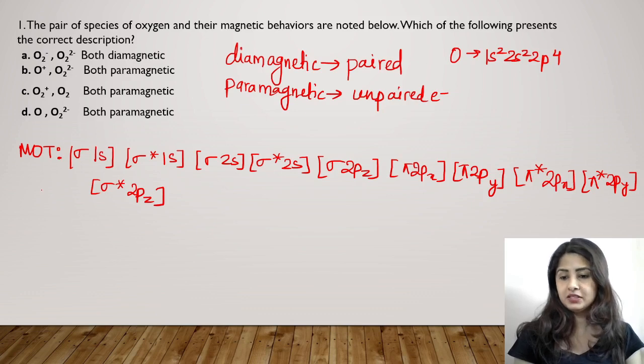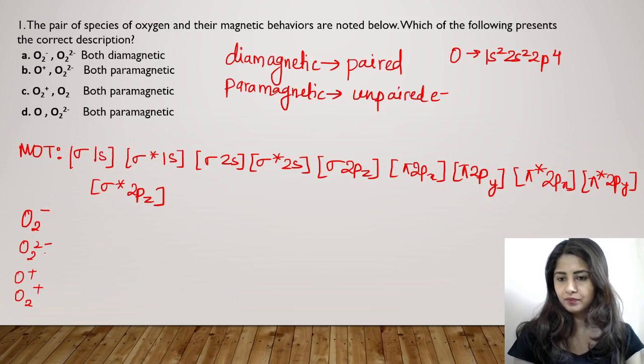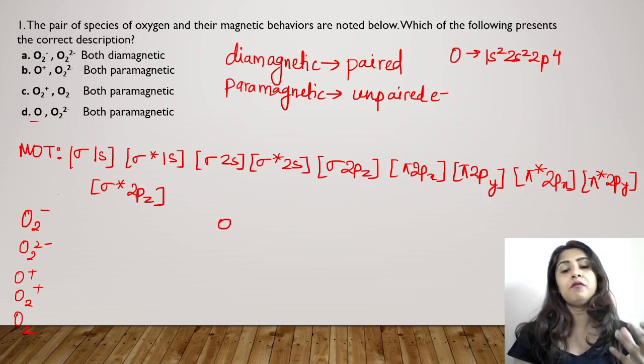So we have oxygen species, so we just write it here: O2 minus, then we have O2 2 minus, right? Then we have O plus. For O plus we won't be needing this MOT long form, right? And then we have O2 plus, then we have O2, the oxygen molecule. Then we have the normal oxygen atom. So here what we are going to do is find out the number of electrons and then fill this long form of the electronic configuration, right?